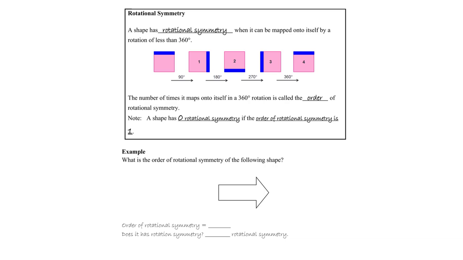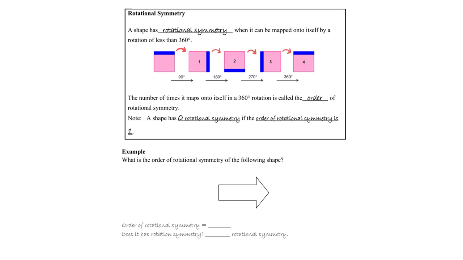and after rotating 90 degrees, and rotating 90 degrees and 90 degrees and 90 degrees, we realize that it is able to look like itself 4 times. So in this case, the order of rotational symmetry for this is 4. And if a shape has no rotational symmetry, the order is equal to 1, because at the end of the day, when we have rotated 360 degrees, it will go back to its shape.